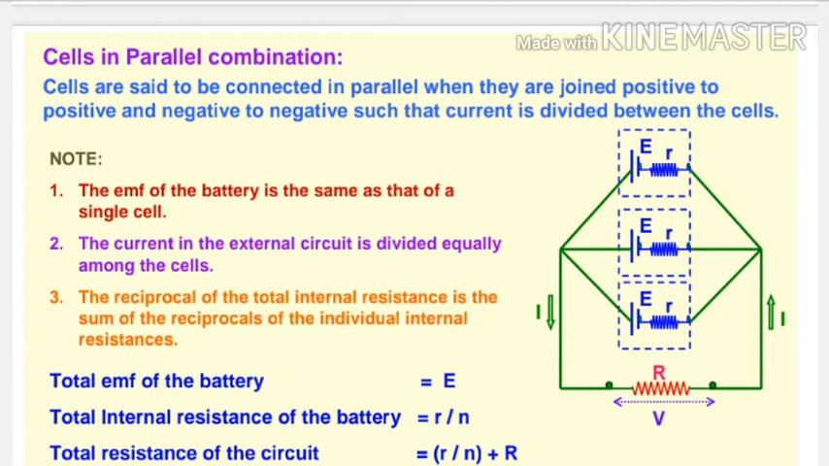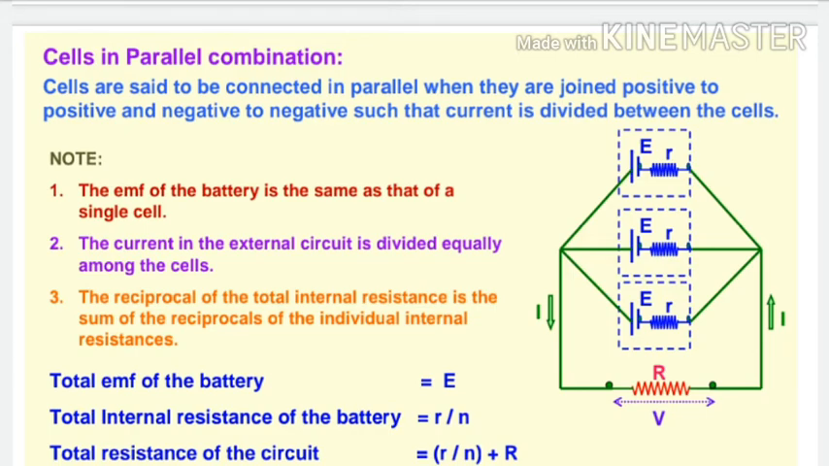And the third one: the reciprocal of the total internal resistance is the sum of the reciprocals of the individual internal resistances, because the internal resistances of the cells are connected in parallel to each other, so the reciprocal of the equivalent internal resistance of the circuit will be equal to the sum of the reciprocals of the internal resistances of each cell.